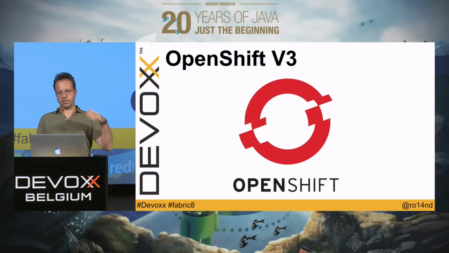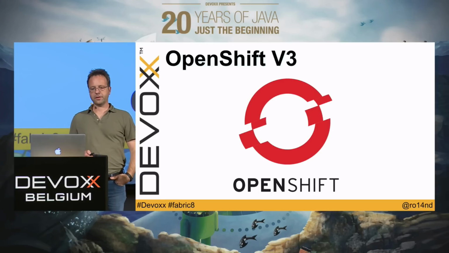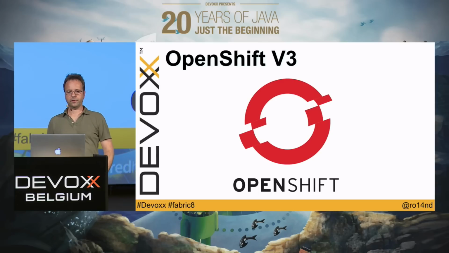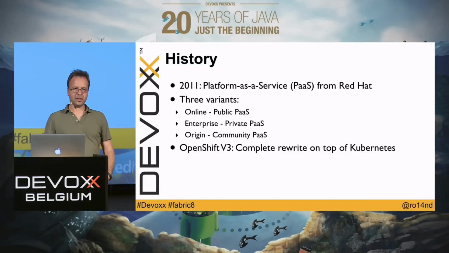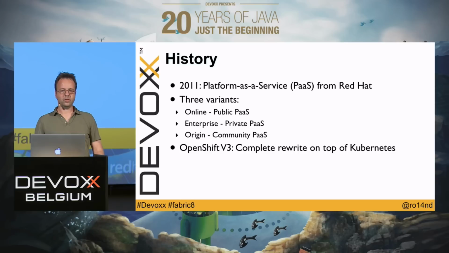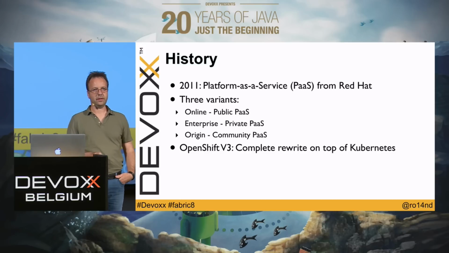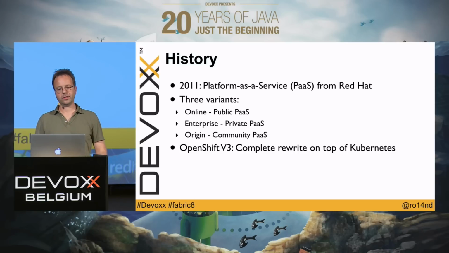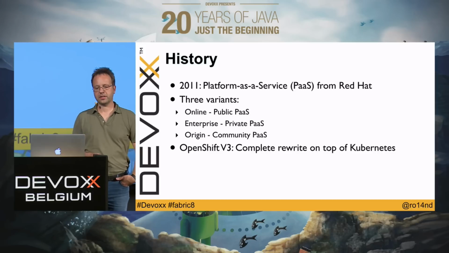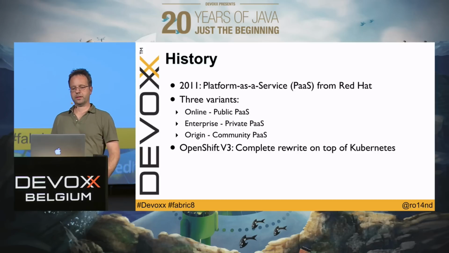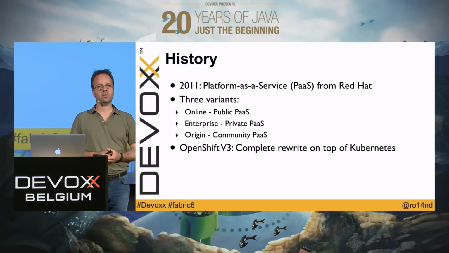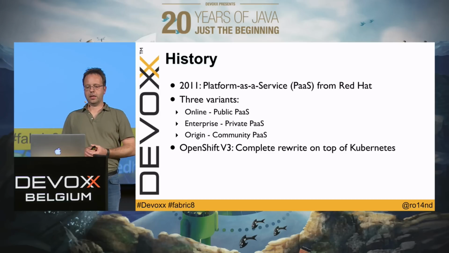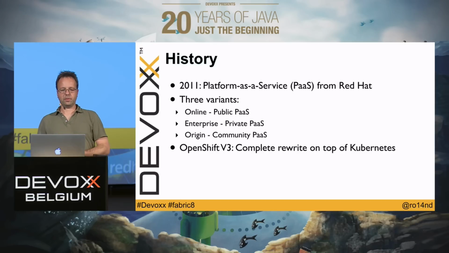The next level on this stack is OpenShift, and OpenShift v3 especially. First, some words on the history of OpenShift. OpenShift started in 2011 as a platform as a service from Red Hat. There exist three variants of OpenShift. One is the online variant, where you can simply create an account and connect to the service, and you can create your application there.